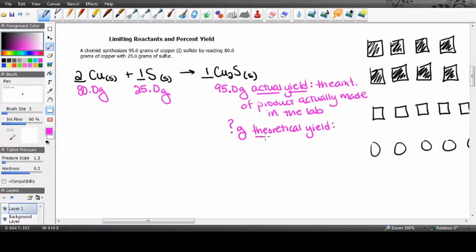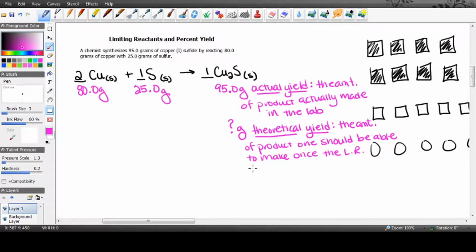I didn't leave myself very much room for definitions here, did I? The theoretical yield is the amount of product one should be able to make once the limiting reactant is used up. So in the case of the s'mores, that was 4 s'mores.